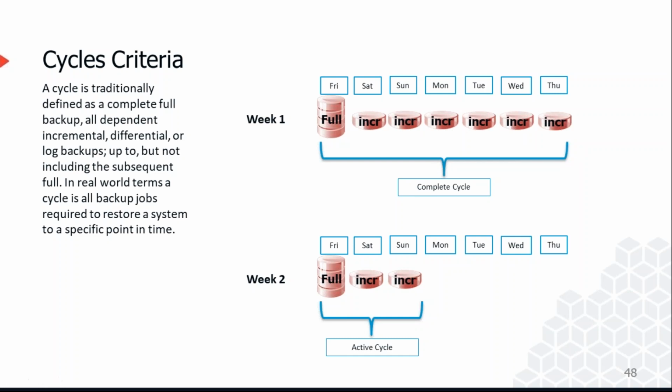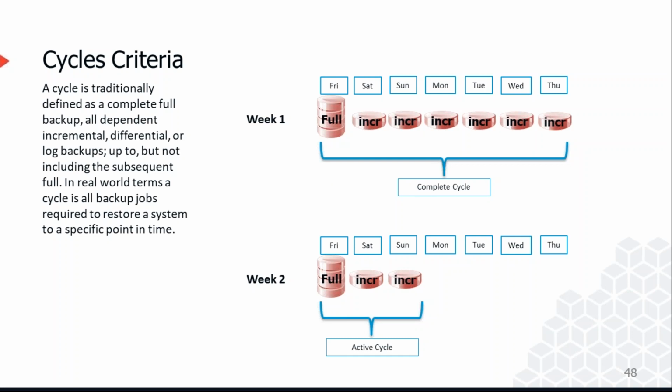So over here, if you are taking a full backup after every 7 days, then the cycle is equal to 7 days. If we talk about the general definition, it simply says that one cycle is equal to the time period between the two consecutive full backups.